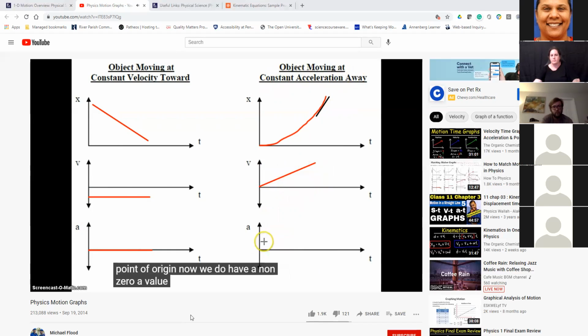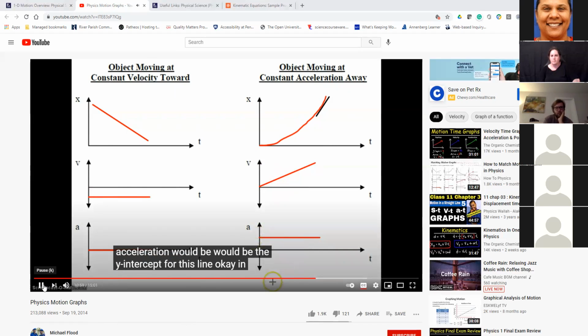Now we do have a non-zero a value. And because the slope of this line is positive, that would be positive acceleration. So whatever that acceleration would be is the y-intercept for this line, okay, and a horizontal line. So I just want to pause it right here for a moment, because I want you to pay particular attention to the difference in the graphs when the object has a constant velocity and the acceleration is zero, versus a constant acceleration. The acceleration is not zero and the velocity increases uniformly.